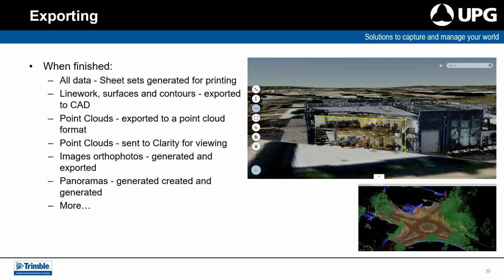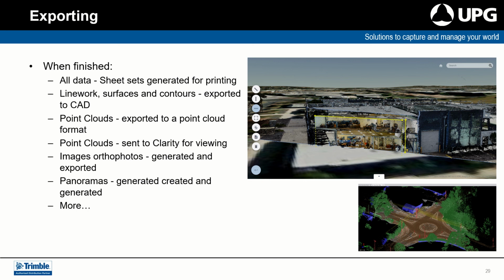There's also a point cloud viewing tool that Trimble has called Clarity, which the point cloud data can be uploaded into, and then a link can be shared to other users for viewing that data through a web browser. There is a little bit involved with setting that up and making it work. However, the option is there and available.